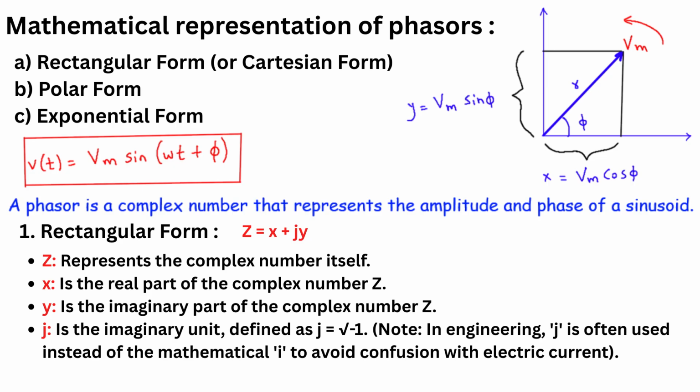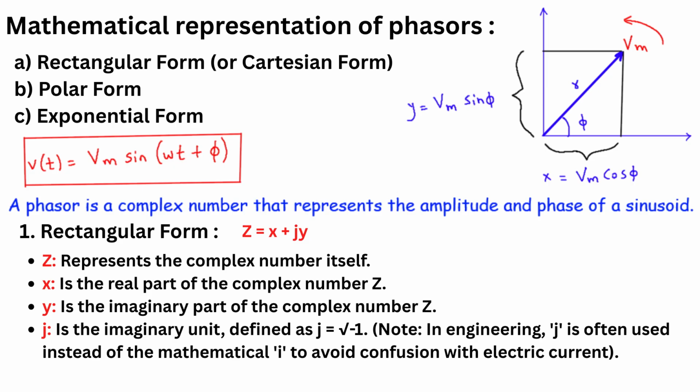And now, the question becomes, how do we describe this arrow mathematically? That brings us to our first method, the rectangular form, also called the Cartesian form. It describes the location of the tip of our phasor arrow using simple horizontal and vertical coordinates, just like plotting a point on a graph. The formula is z equals x plus jy. Let's give this a detailed treatment.